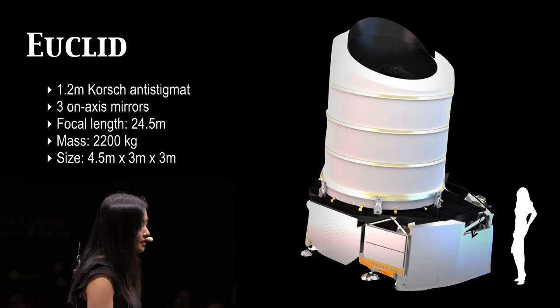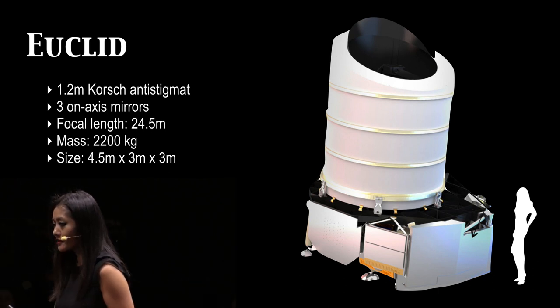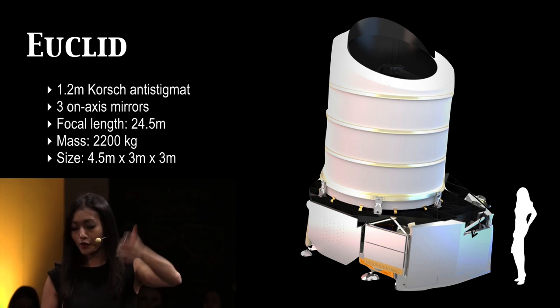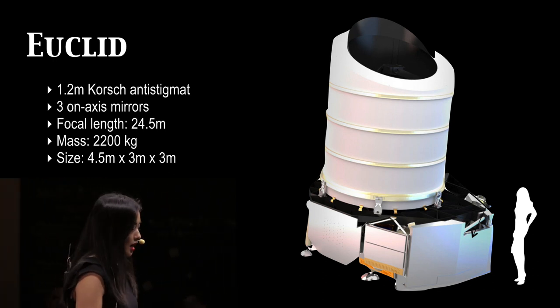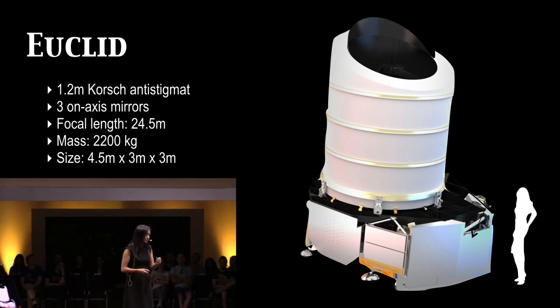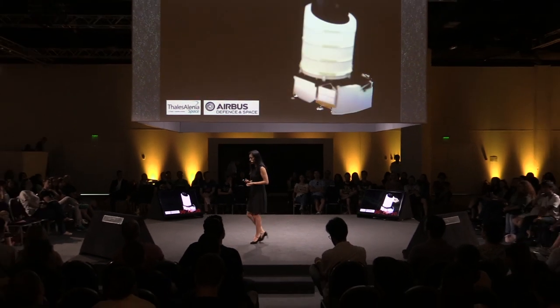In detail, this is Euclid, and it consists of two components. The part at the top is the payload module, and this is being fulfilled by Airbus. And the second part is the service vehicular module at the bottom, and this is going to be provided by Thales Space.